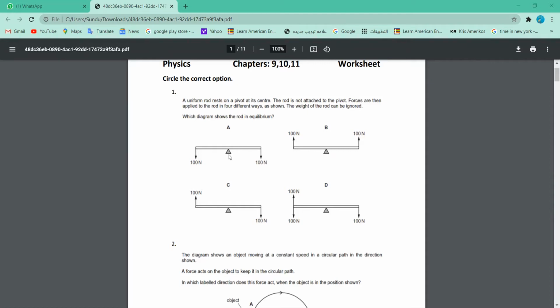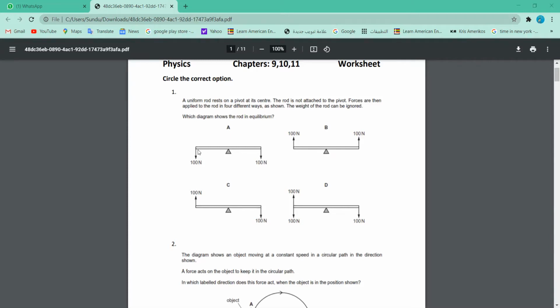So we cannot use that upward and downward one. We cannot use that the sum of upward forces is equal to the sum of downward forces. Why? Because they have not shown us the upward force exerted by the fulcrum. So we cannot do that. So we will use the moment, the turning effect. Clockwise is equal to anti-clockwise.